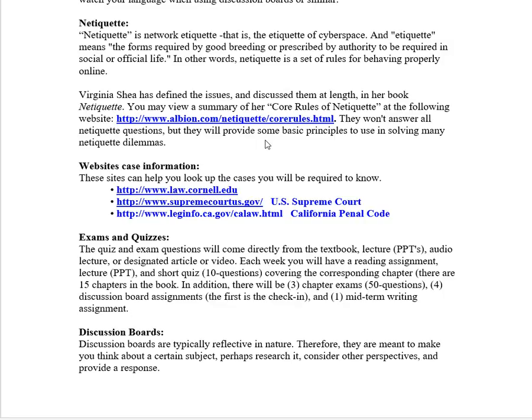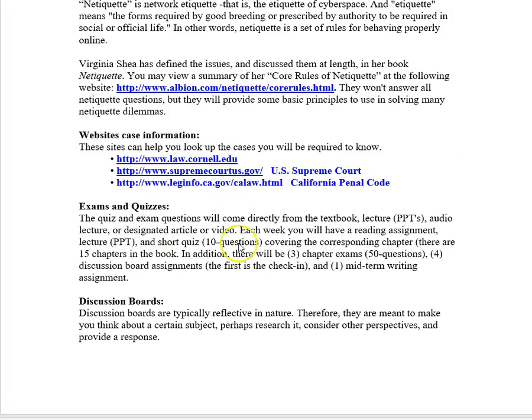Not just listening and believing what we say is the only answer, but taking feedback and information from others and pondering and thinking about that information, or maybe even researching the topic a little bit and then giving a response. That's the part about netiquette that I want you to understand. I also have a couple of other websites here. If you need information on law, on the Supreme Court, or again, the penal code, you can go to some of these websites.